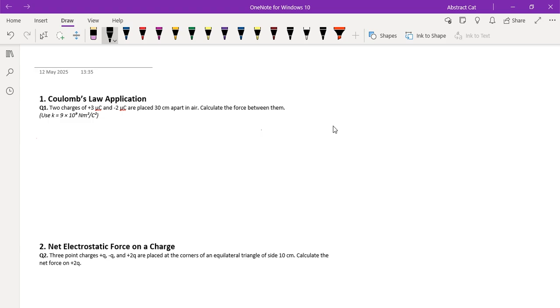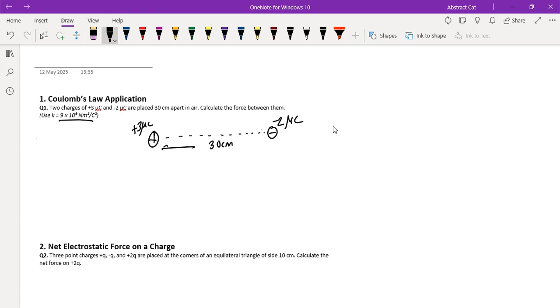So here we can solve the first numerical: Coulomb's law and application. Here two charges, plus 3 microcoulomb and minus 2 microcoulomb, are placed 30 centimeter apart in air. Calculate the force between them, where the K value is given. So actually, you know that this is plus 3 microcoulomb, the separation is 30 centimeter, and here is minus 2 microcoulomb.